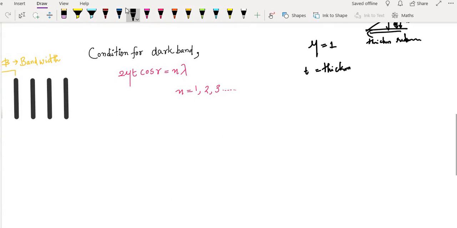And here we have the equation for the condition for the dark band, which is 2 mu t cos r is equal to n lambda, equation 2. Here mu is the refractive index, r is the angle of refraction, n is the order, lambda is the wavelength, and t is the thickness. Here n changes with respect to the thickness, because lambda, r and mu are constant. The only thing that changes is the thickness, and corresponding to different thickness we will get different orders of the band.